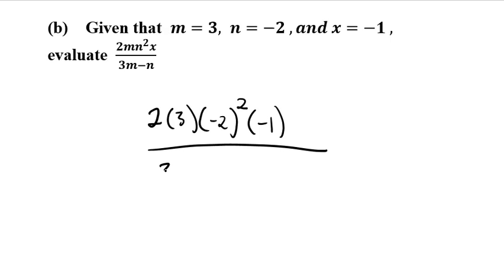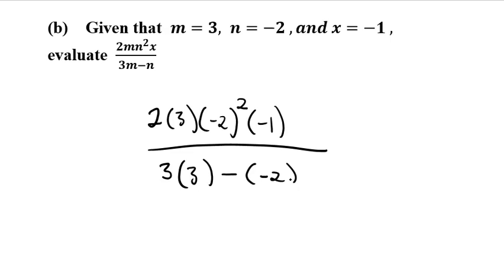All over we have our 3 multiplying m. M is 3, minus our n, and n is -2. Don't forget, anytime you are doing substitution, make sure you put the variable or the number in brackets, so that you are not deceived by the negative sign.